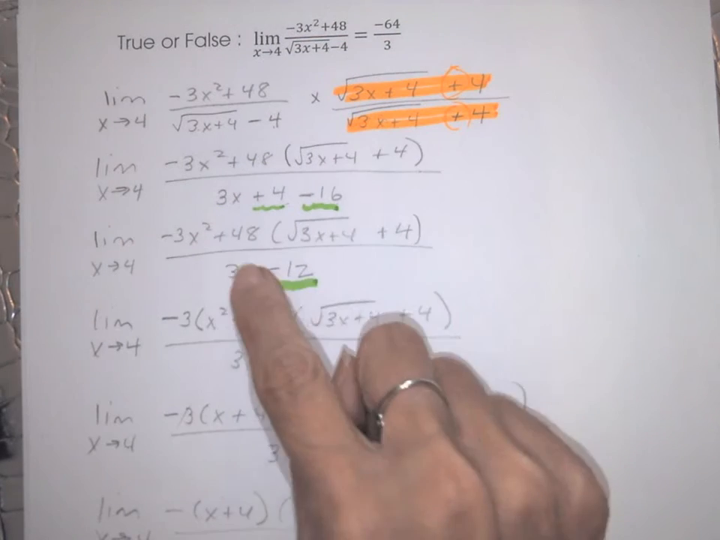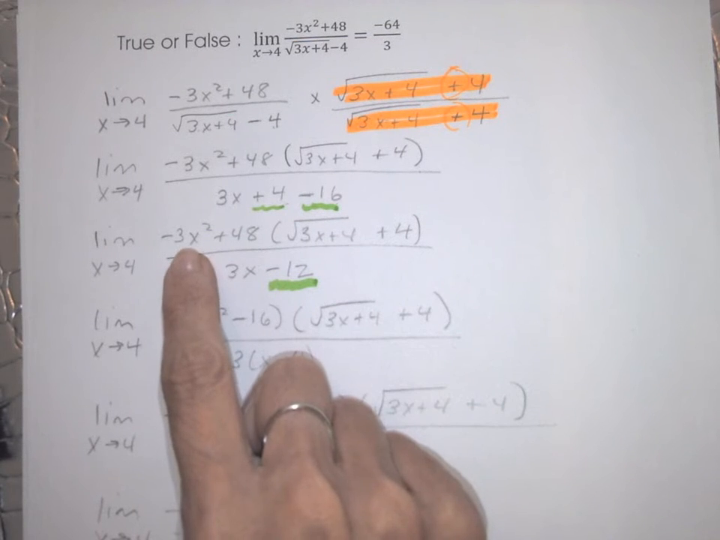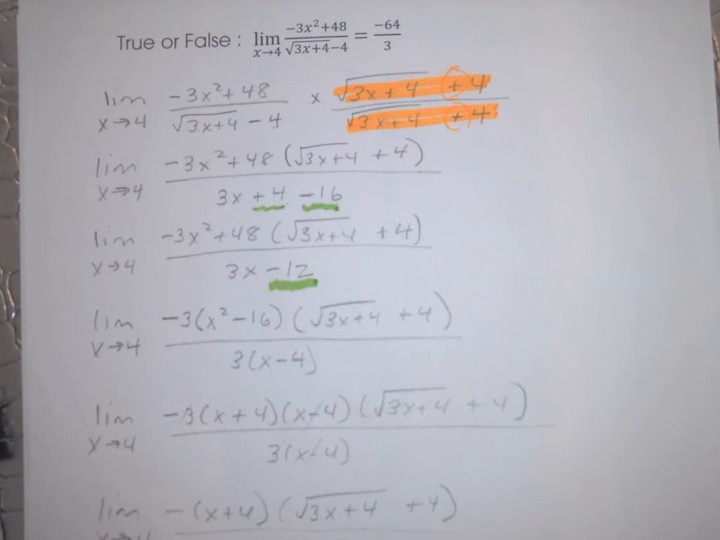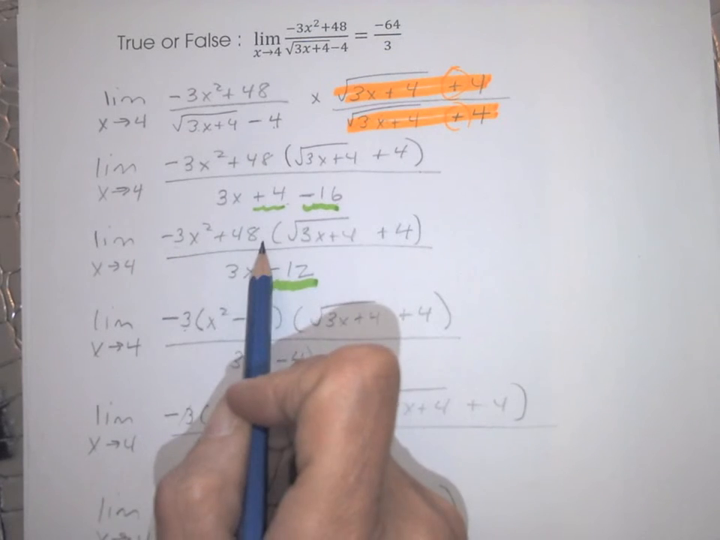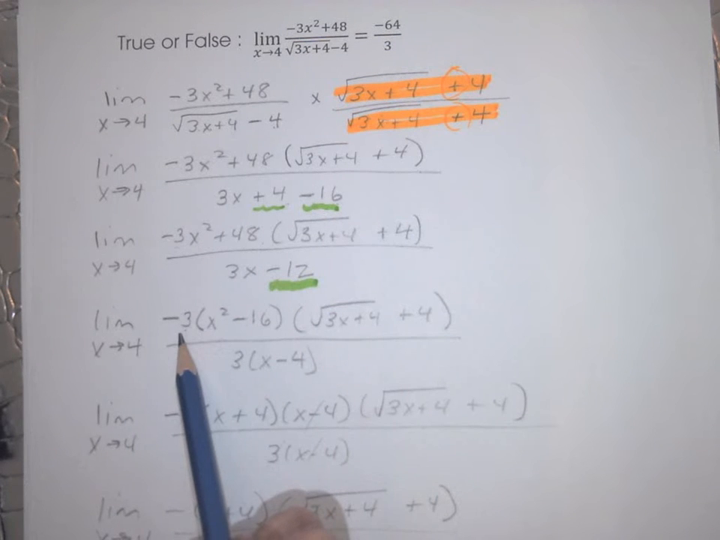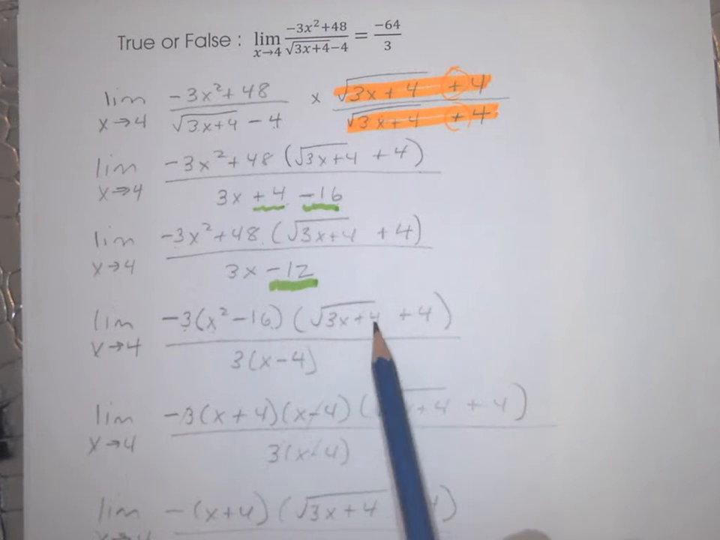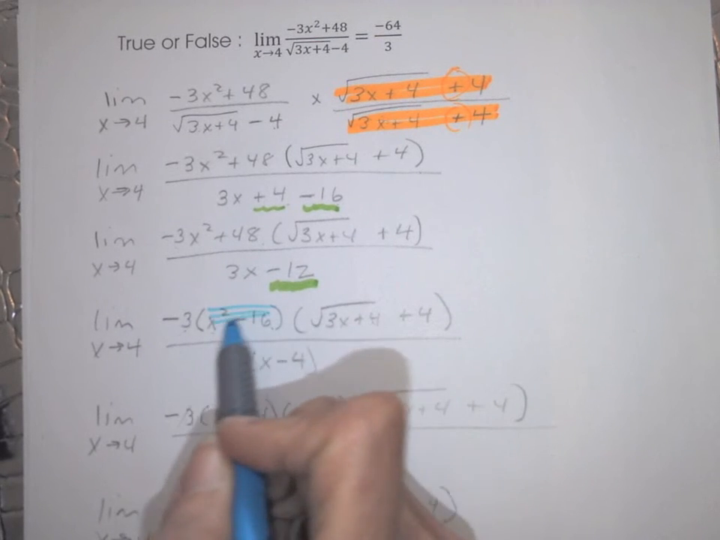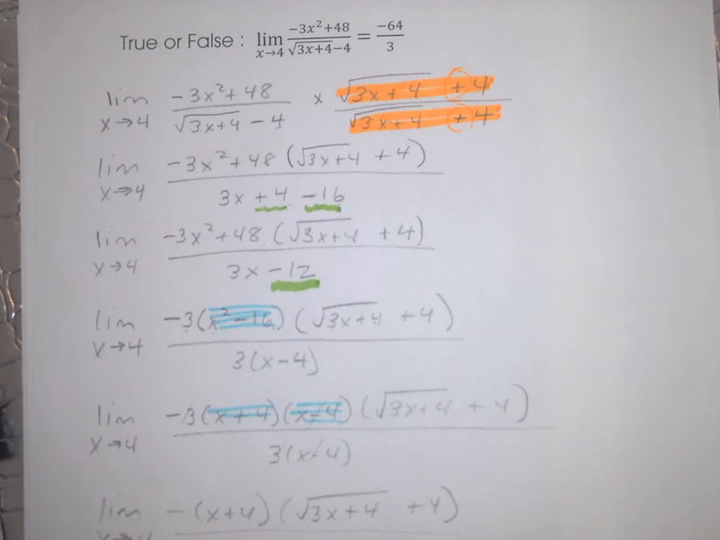And then I looked at it and I couldn't really go any further. So then I noticed that negative 3x squared plus 48 has a common factor of negative 3. So I common factored negative 3 out of negative 3x squared plus 48, and I got x squared minus 16 in the brackets for it. And then this is a difference of squares, x squared minus 16, so I factored it to give me x plus 4 times x minus 4.